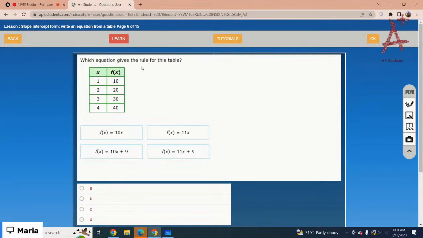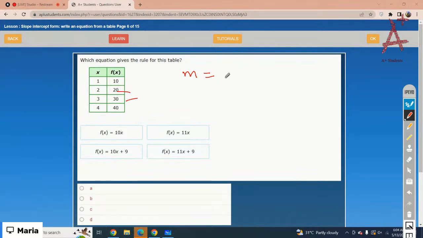Okay, the next one is which equation gives the rule of this table. So you have to calculate the rule, the equation. It would be y equals, let's just calculate the slope first. It would be m equals, you can use any 2 points. I'm going to use the second and third. It would be 30 minus 20 divided by 3 minus 2. So 30 minus 20 is 10 and 3 minus 2 is 1. So it would be 10.